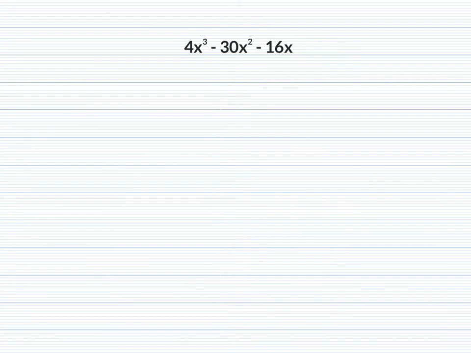Looking at 4x to the third minus 30x squared minus 16x. Again, you can go off to the side and write down 4x to the third, 30x squared and 16x. Hopefully by this point, it is starting to become ingrained how to pull out that GCF. I can see that for all of these, 2x goes into them.